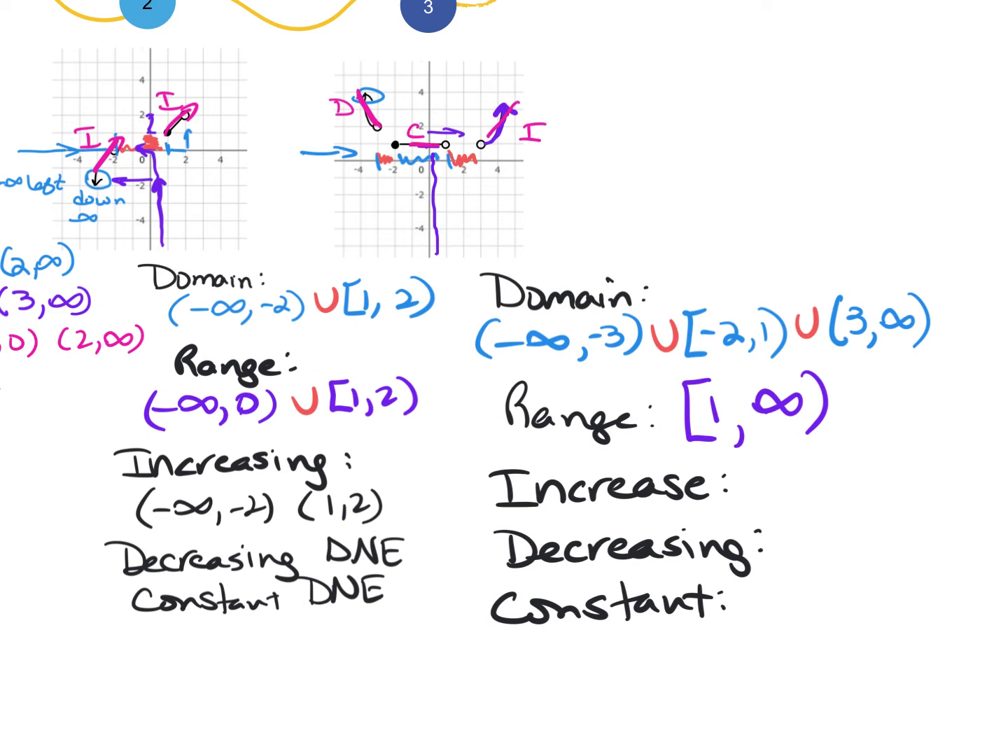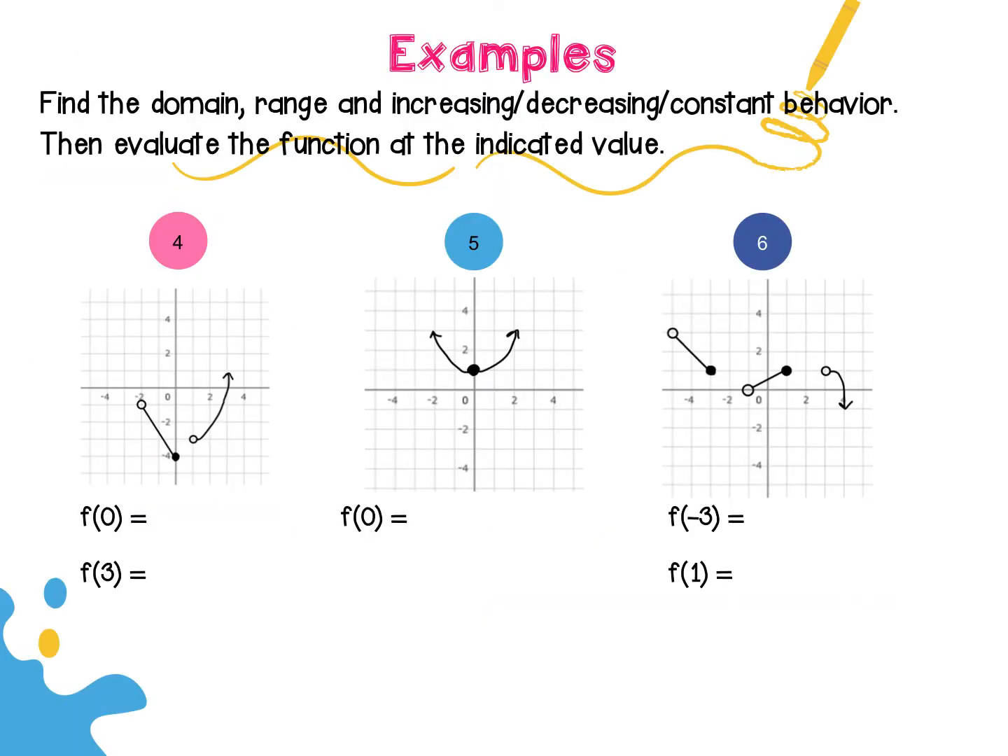So my decreasing is the -infinity to the -3. My increasing is the 3 to infinity. And my constant is the -2, 1. And again, all parentheses here. All right, then same thing. Domain, range, increasing, decreasing, constant.